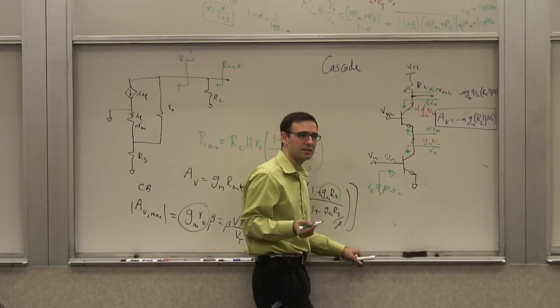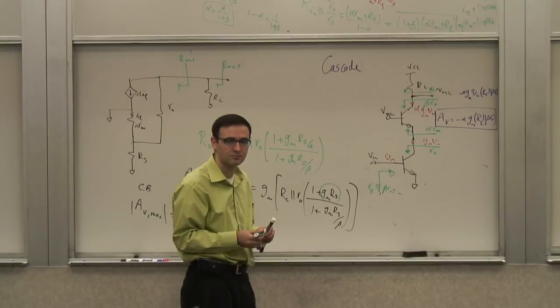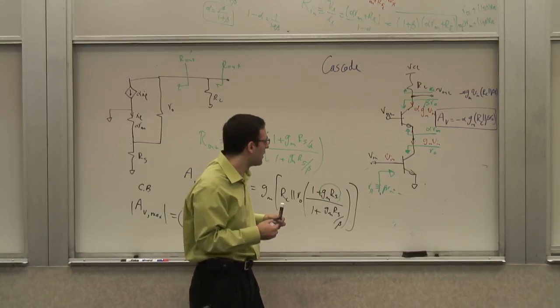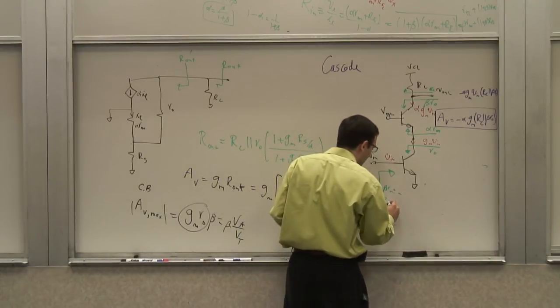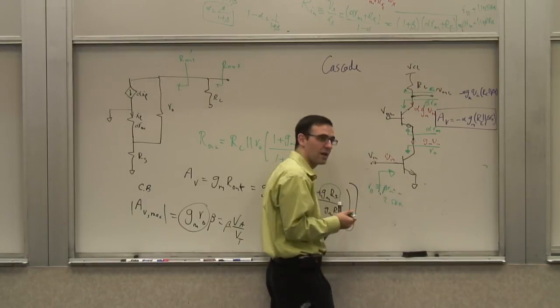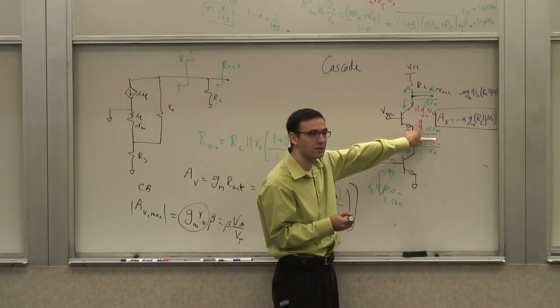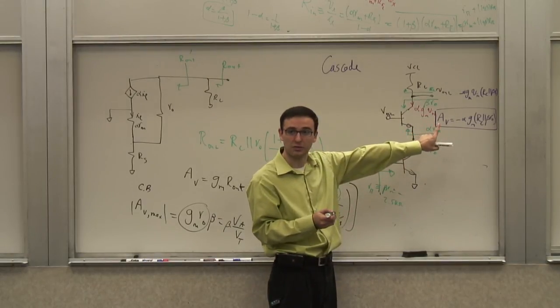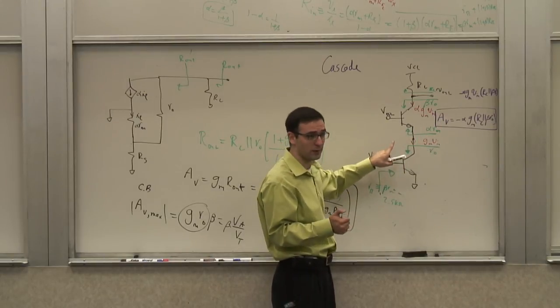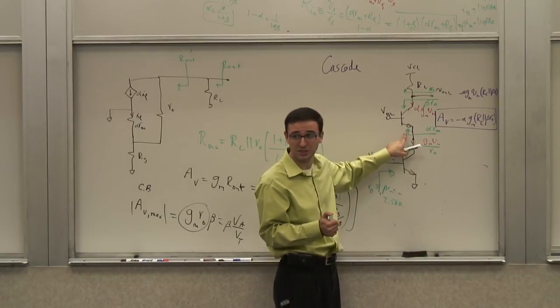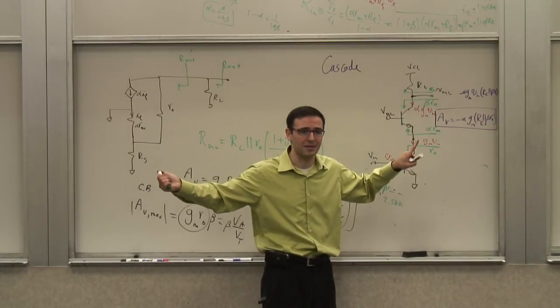Now, the input impedance is like that of the common emitter. So it's not that low. For 1 milliamp, with a beta of 100, it is about 2.5 kilo. So it's much better than the 25 ohm here. That's a good thing, because if I want to make a voltage amplifier, my input impedance is not extremely low like that of the common base.